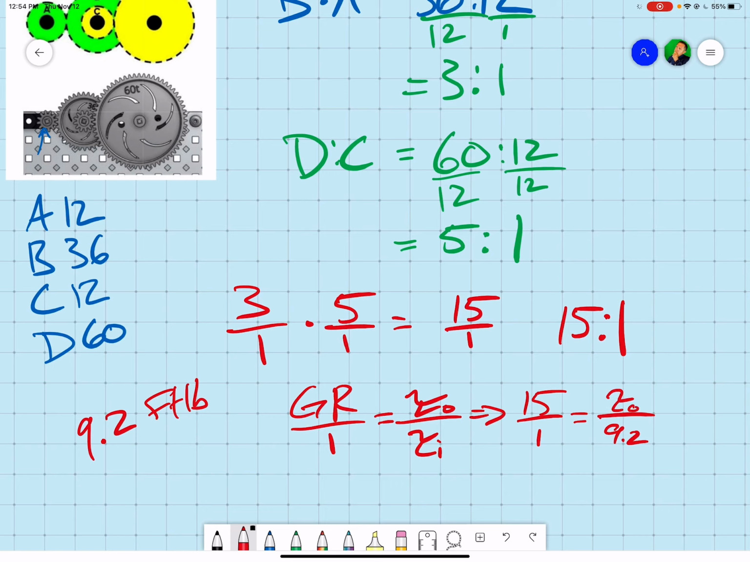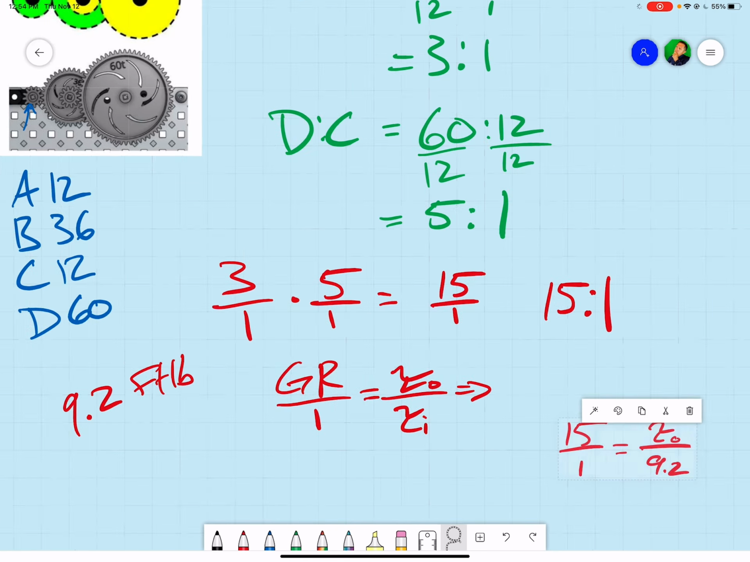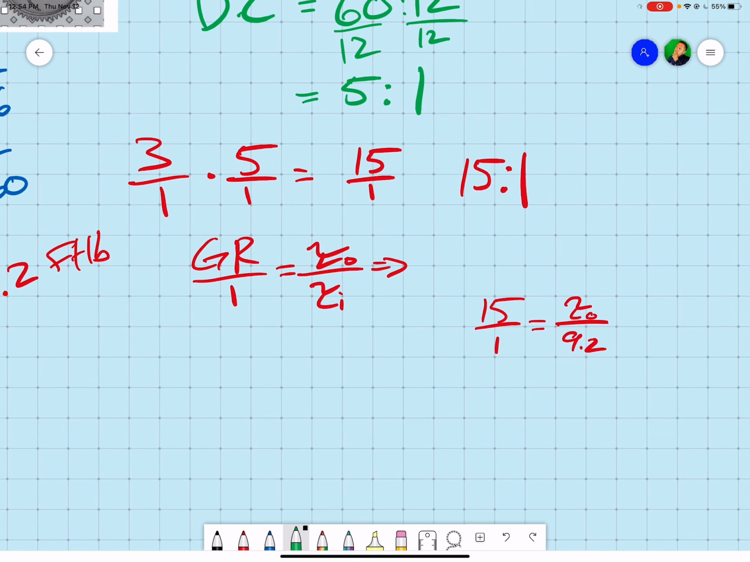I can do a little algebra and multiply both sides by my input value, which I have as 9.2. Yours will be different. And so my output torque will be equal to my input torque times my gear ratio. I can multiply that out and get my answer. Okay, there you go.